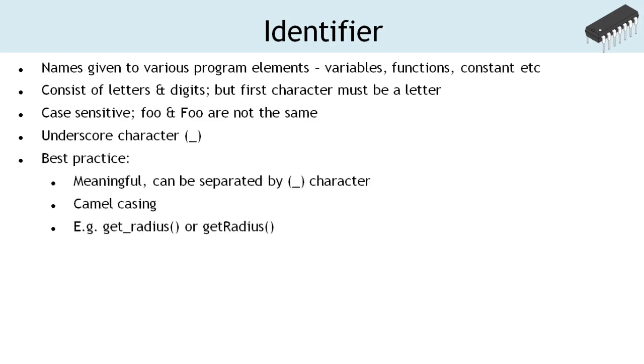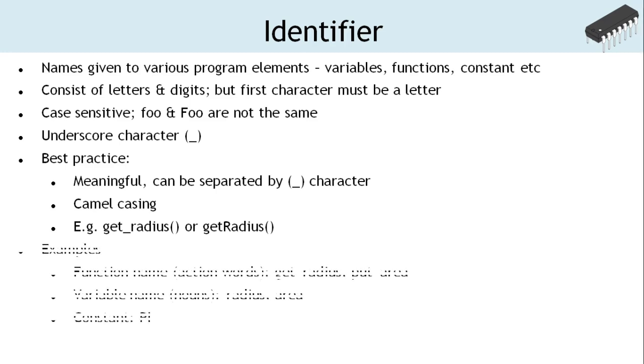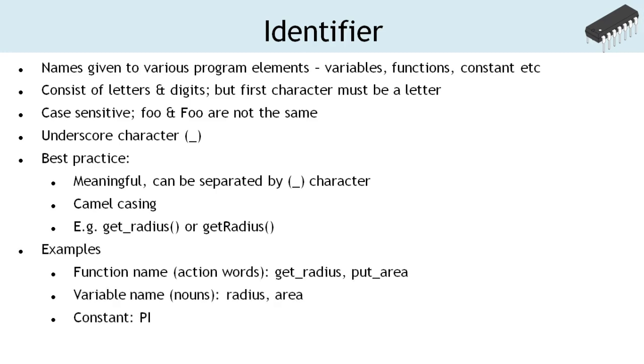It is a good practice to give a meaningful name to identifiers and use the underscore character to separate words. You can use camel casing for your identifiers, where the first letter of each word is uppercased. For example, the function named get_radius can be written as getRadius with R in uppercase. Here are a few examples of identifiers from the program example used in an earlier lesson.